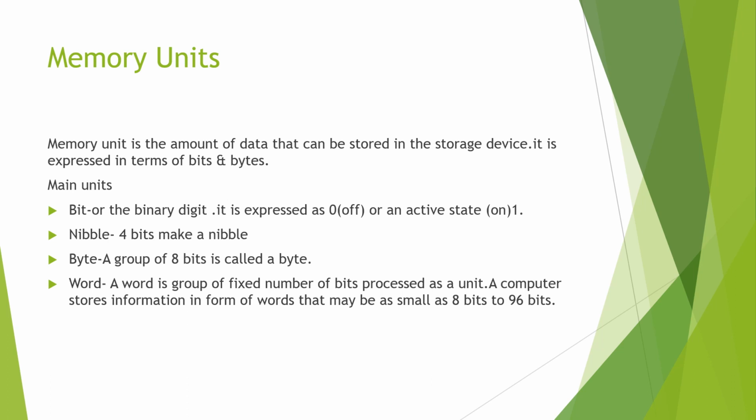Main units: bit, or the binary digit. It is expressed as 0, or an active state, that is 1. Next is nibble. 4 bits make a nibble. Then byte. A group of 8 bits is called a byte. Then word. A word is a group of a fixed number of bits processed. A computer stores information in the form of words that may be as small as 8 bits to 96 bits.